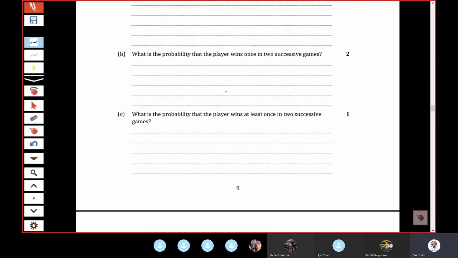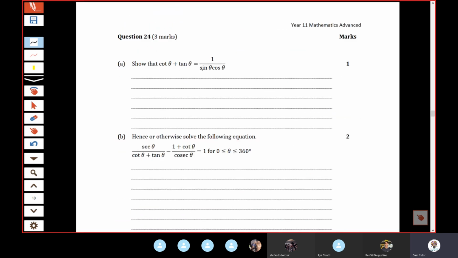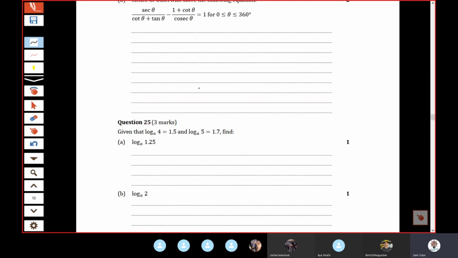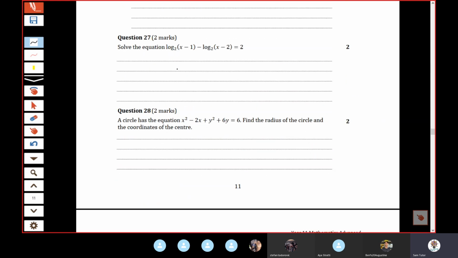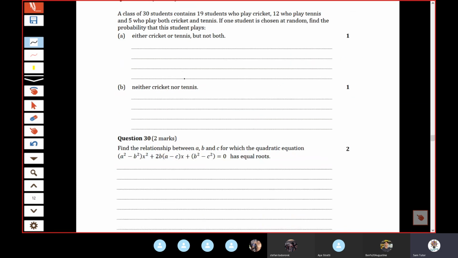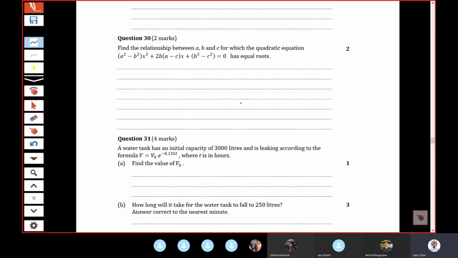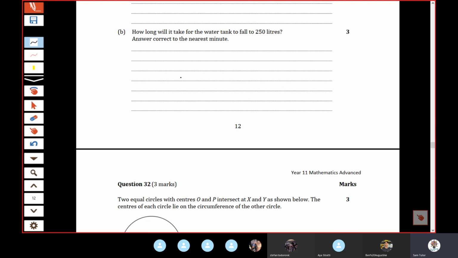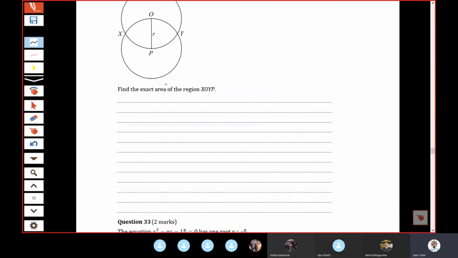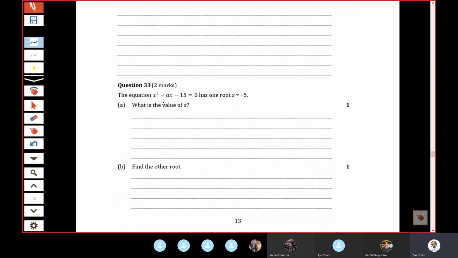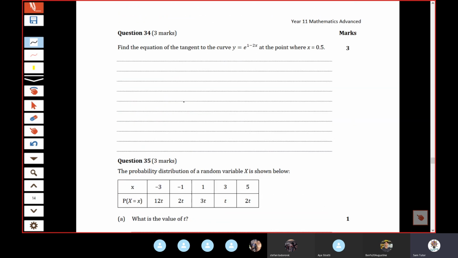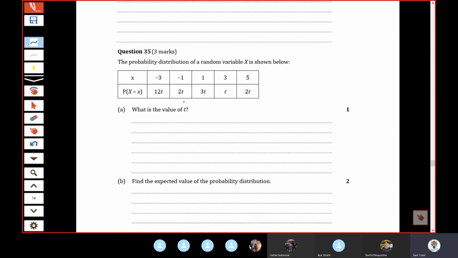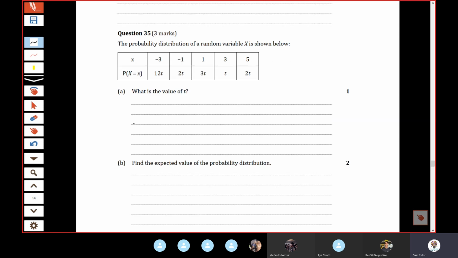Oh, that's an easy one. Show that cot theta plus tan theta. Too easy. Given, we're going to do logs. Solve, we're going to do that. Rates of change, we're going to do that. Find the exact area of the region, the equation. It's big, right? Your prelim exams are going to have a lot of work. You've got to know. All right.